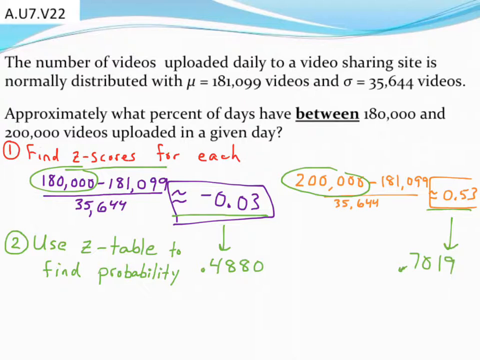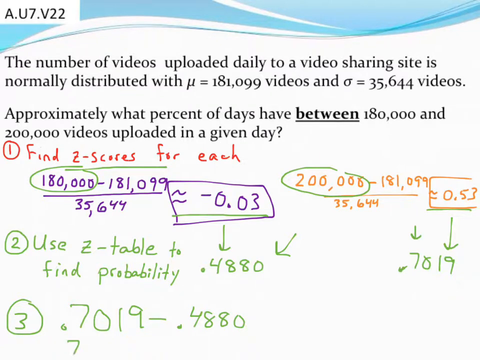Now finally for our last step, we have to adjust the probability. These probabilities are each that you're less than that certain value. So if you want to find the probability that you're between two sets of days, all you have to do is subtract those probabilities as your last step. 0.7019 minus 0.4880, or if you want to rewrite those as percentages, 70.19% minus 48.8% gets us a probability that we upload between 180,000 and 200,000 videos of approximately 21.39%.